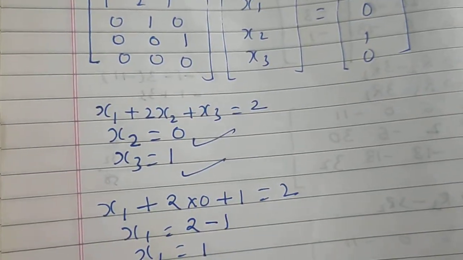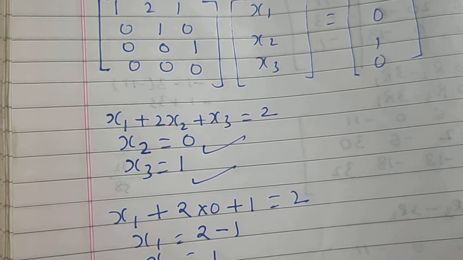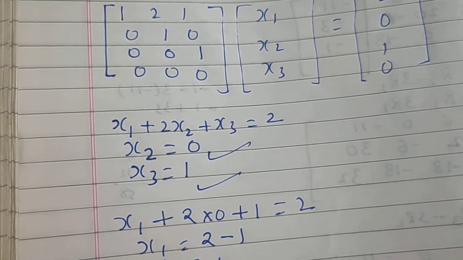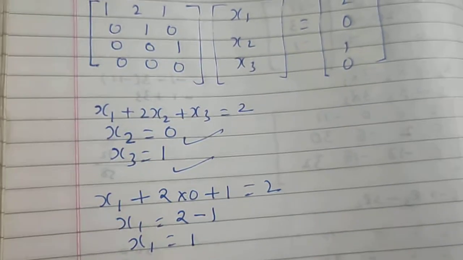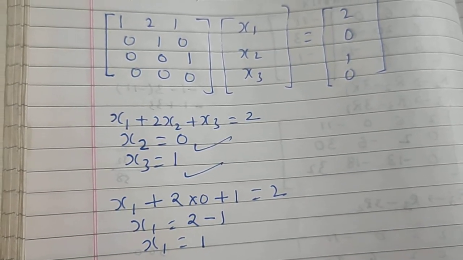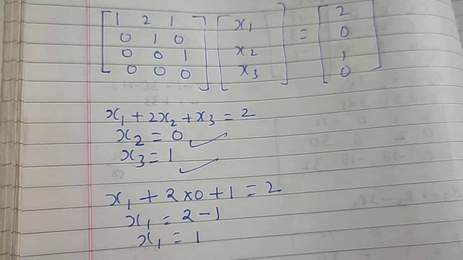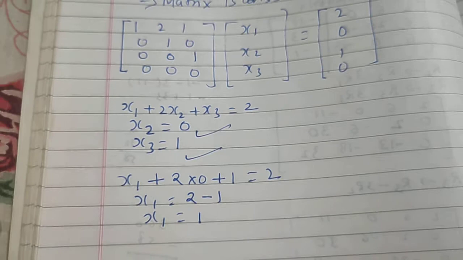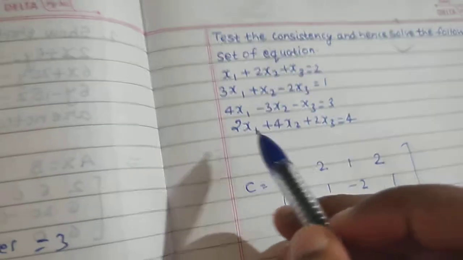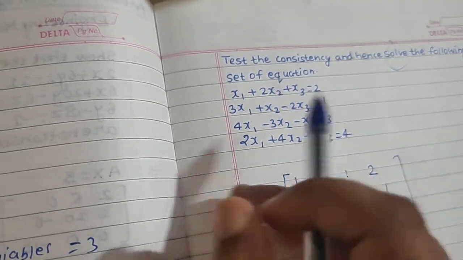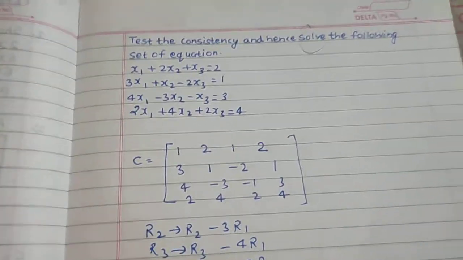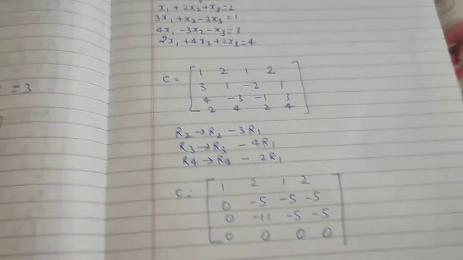So this becomes our final answer for this particular question. We have x1 equals 1, x2 equals 0 and x3 also being equal to 1. So this is a very easy question. During examination you can write one more step here. You can write AX equals B and write the matrix format also in order to make the answer better presentable. So this is it.